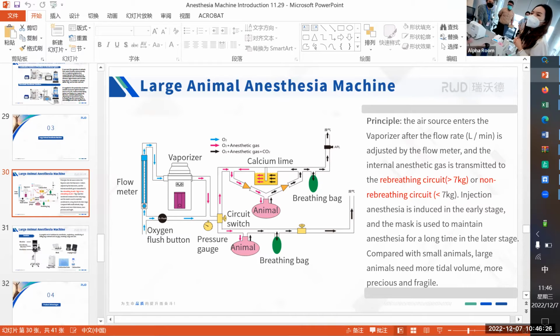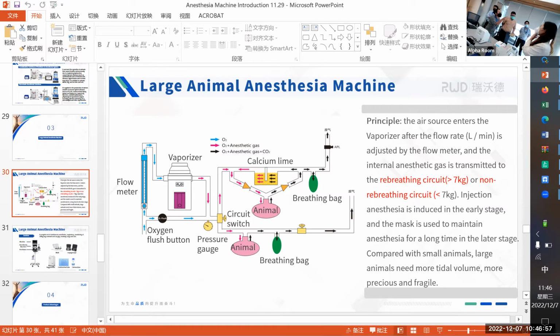Different functions, yeah, because some professors want the animal to always stay alive, so they need the ventilator. Oh, yes, to provide the gas for breathing. That's the gas exchange. Yes, that's true. But if they do not need the animal alive, they do not use the ventilator.